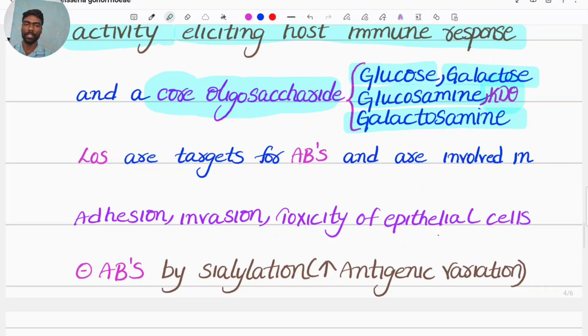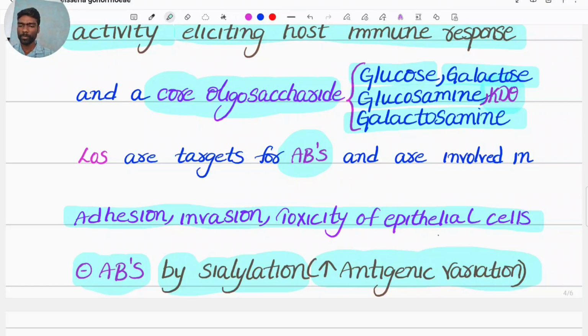Lipooligosaccharides are targets for antibodies. That means it is also immunogenic, and like porin, it is involved in adhesion, invasion, and toxicity to epithelial cells. And it escapes our antibodies. How? By sialylation and increasing antigenic variation. If one antigen is varying into another antigen, showing variations, our immune cells can't detect it.